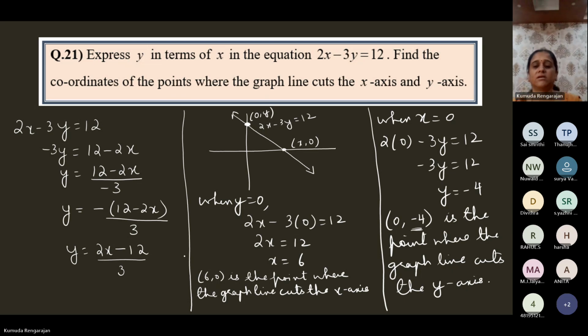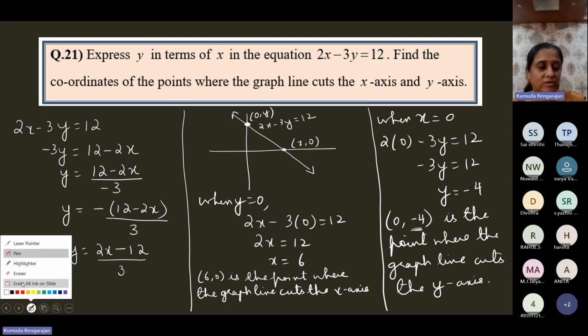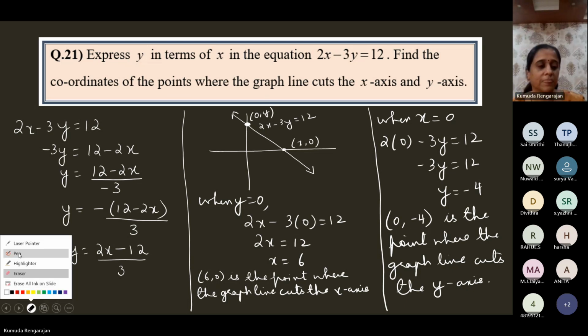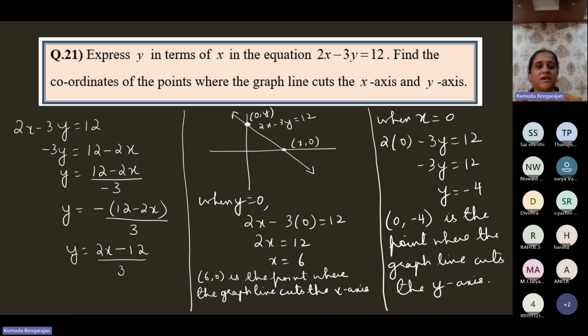All right. Okay, so what have we done here? We'll just go through this answer again. We'll see the question. See, express y in terms of x. That's the answer here, till here. Till here, we've answered express y in terms of x. Now then, we should find the points, that is, we should find the address of the points where the graph line cuts the x-axis and the y-axis.